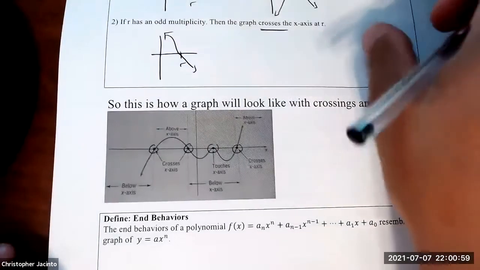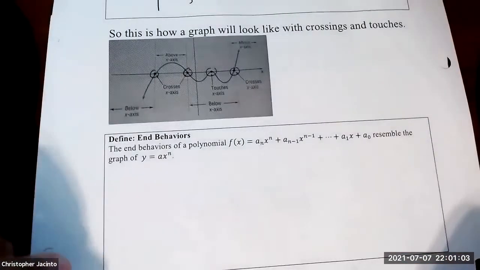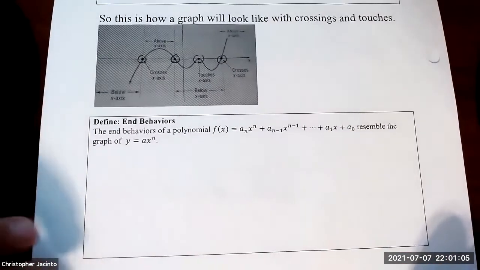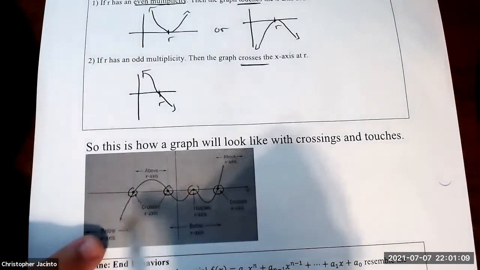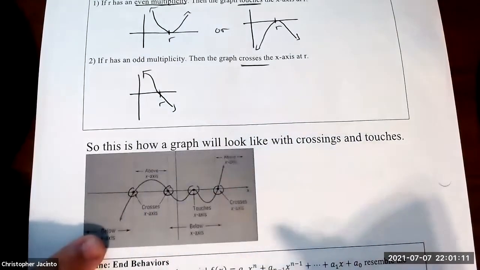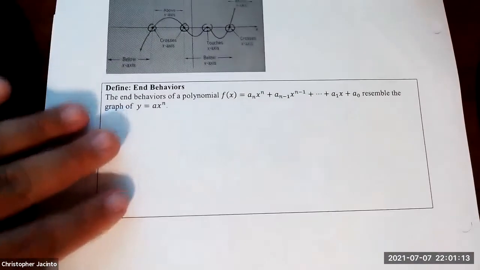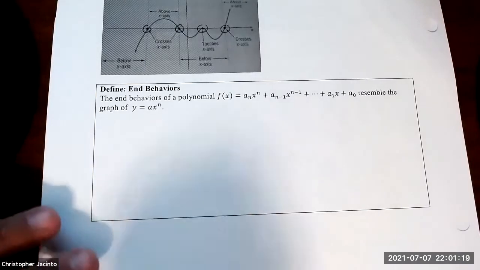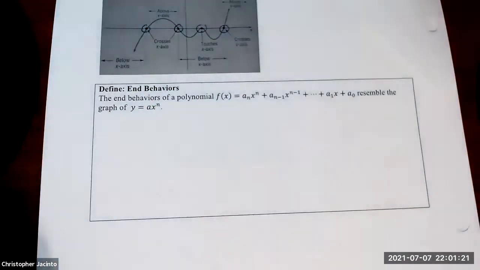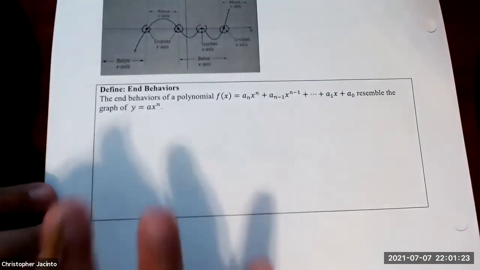So the next major concept is end behaviors. The end behaviors: figuring out what does it look like? Is it going this way, going that way? Are they both going in the same direction? What's happening? That's what we're going to be learning here, these types of rules. The end behavior of any polynomial always resembles a basic graph of ax to the n. And it's always going to look like this form.